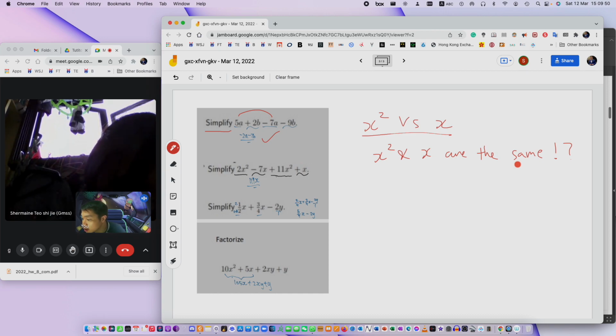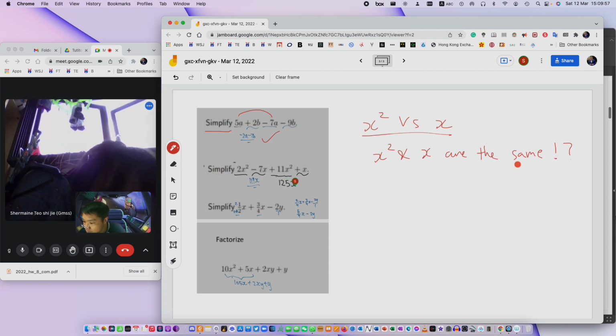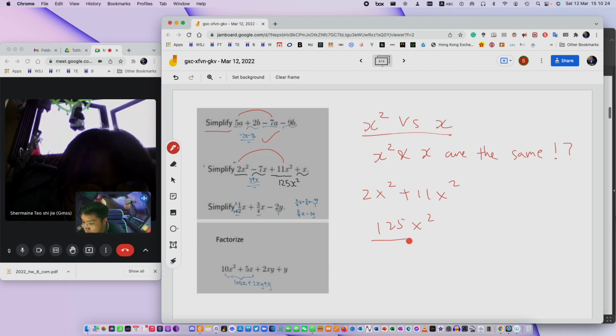If you can use a calculator, you don't use your mental calculation. I'm using the calculator right now. Very good. 125x. What are you doing? Wait. I don't understand. This and this, you get 125. You are saying 2x squared plus 11 squared is 125. X squared. How do you get 125?